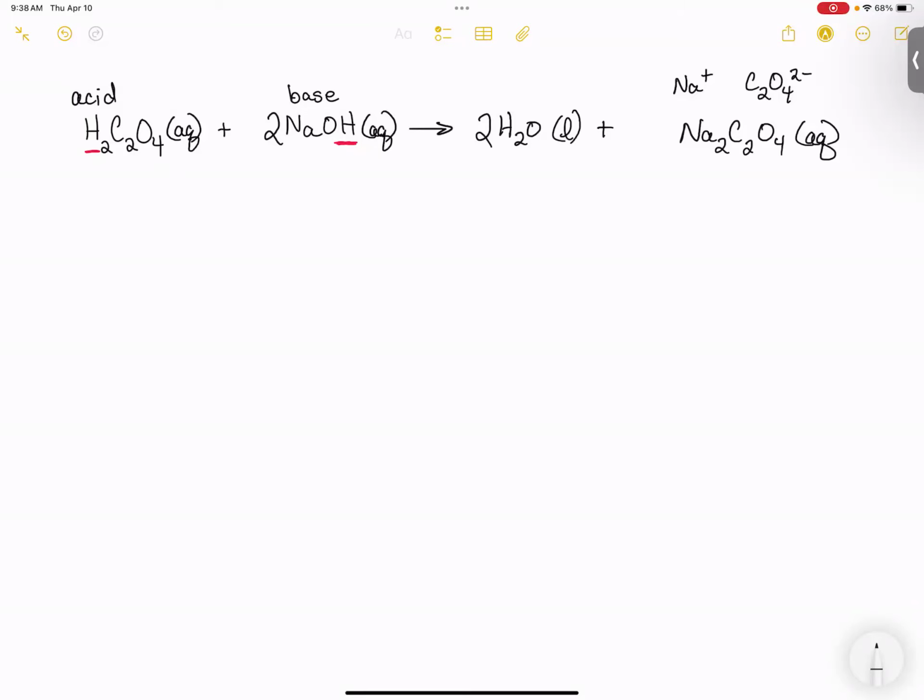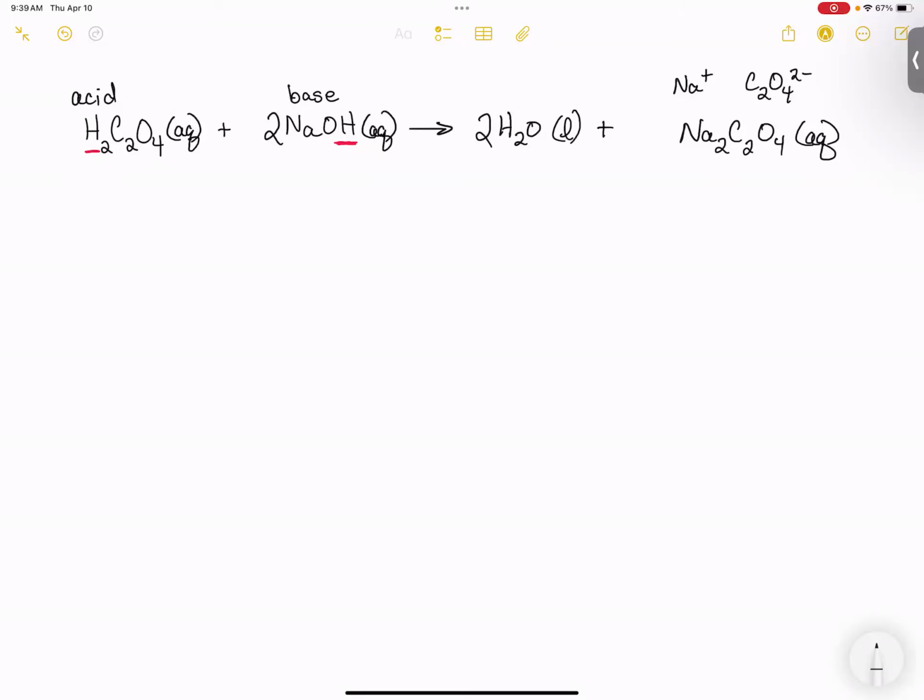We then determine the state of matter. Acids are aqueous. Your bases you determine using your solubility rules. Water is a pure liquid. Your salt you determine using your solubility rules. And then we balance the equation. Any questions over that piece? Okay.